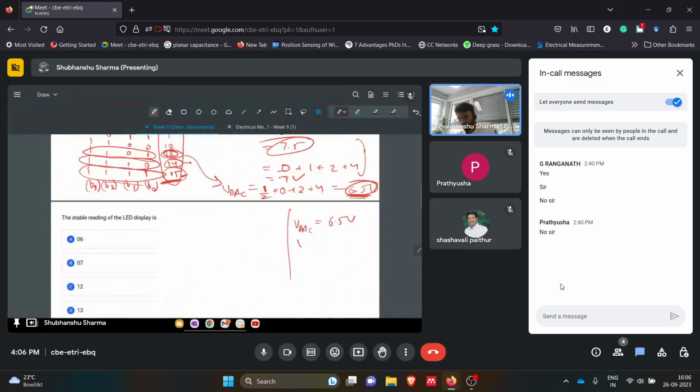6.5 volts. We input what we were trying to measure, it was 6.2 volts. Okay, so what will be the error? It will be how much? 0.3 volts. So this will be the error for this.